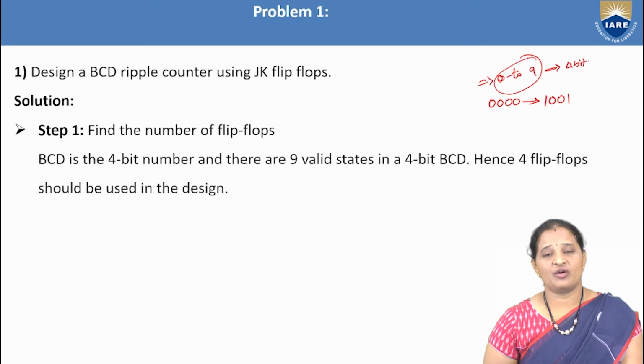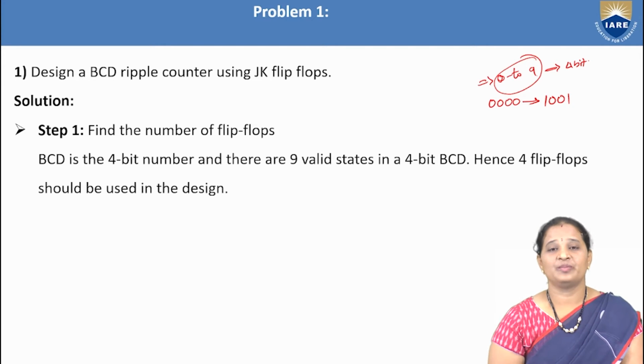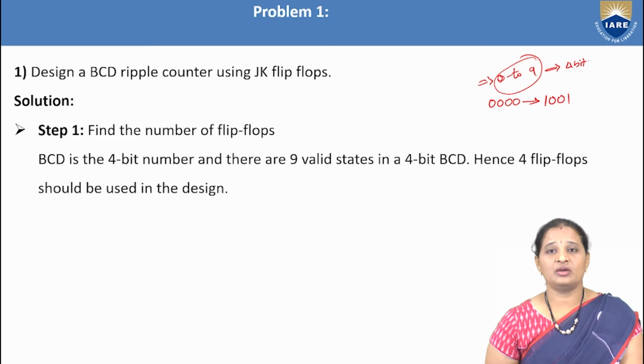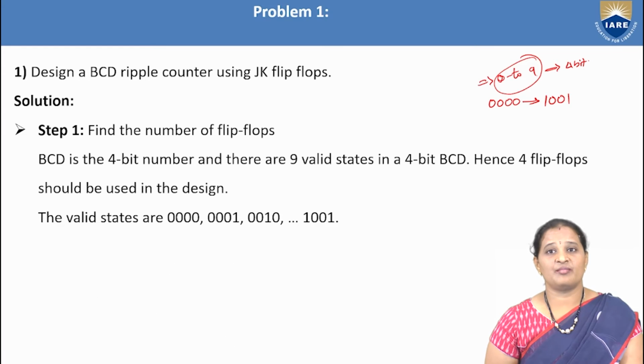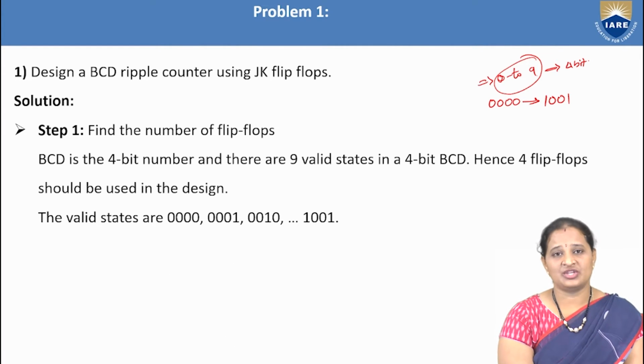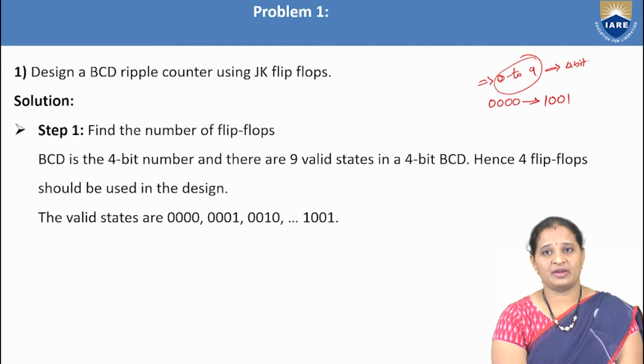So the number of flip-flops we require here is 4, because a BCD number has a 4-bit binary equivalent. That is why we need 4 flip-flops in order to count 10 states from 0 to 9. So the number of flip-flops required here is 4. And the valid states: with respect to 4 flip-flops, how many states can I count?